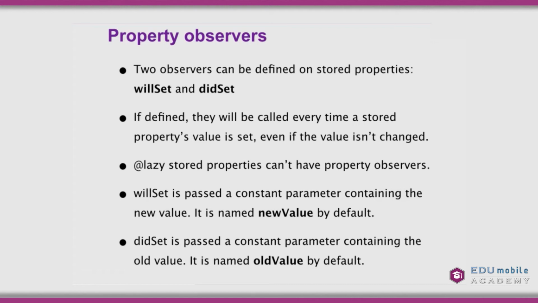Both of them get a constant parameter containing some value. willSet gets the value you're going to set it to, and didSet gets the value you are changing from. In the case of willSet, this parameter is named newValue by default. You can rename it. And in the case of didSet, it's named oldValue, again, by default. If you want to rename it, you put the new name in parentheses after either willSet or didSet.